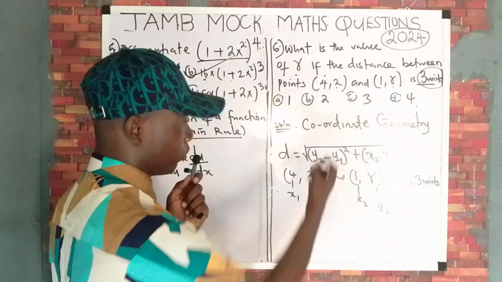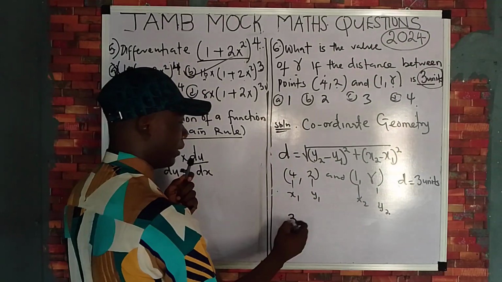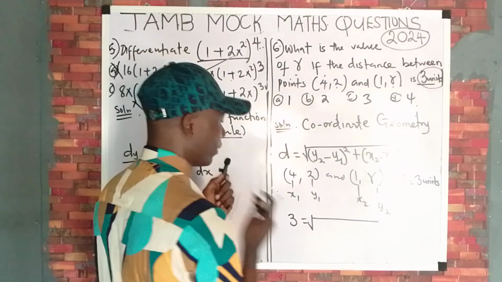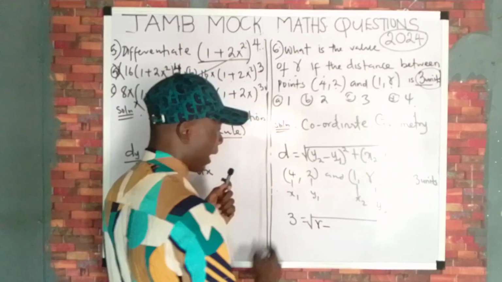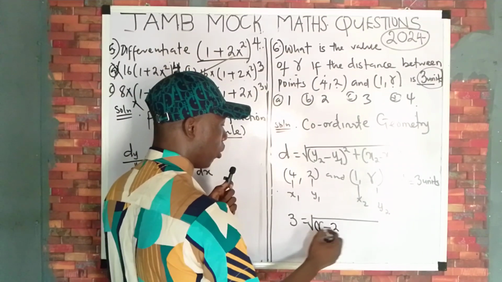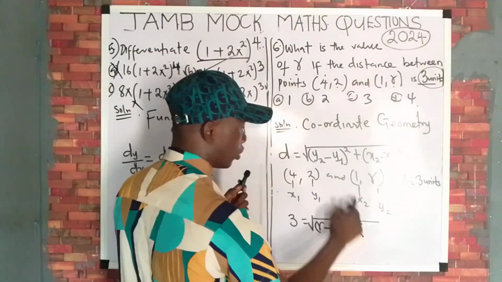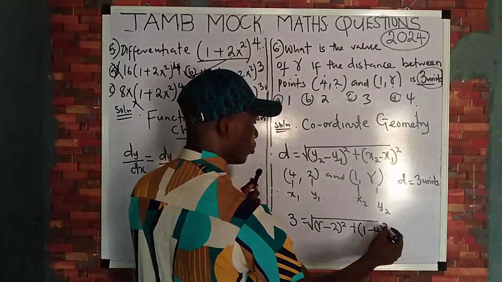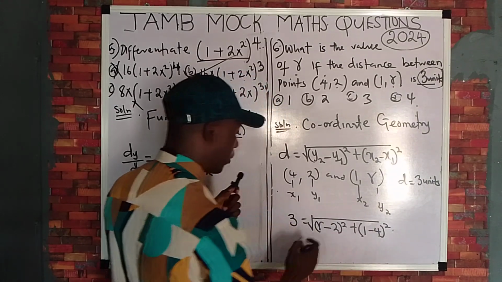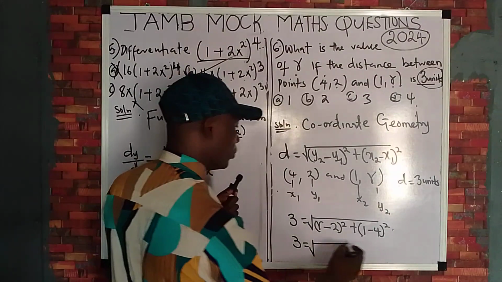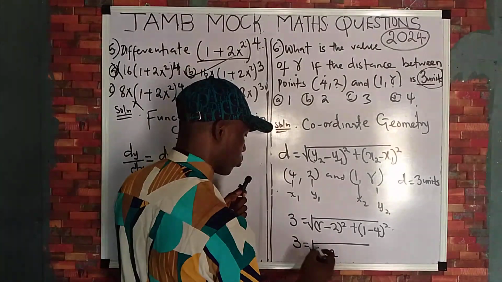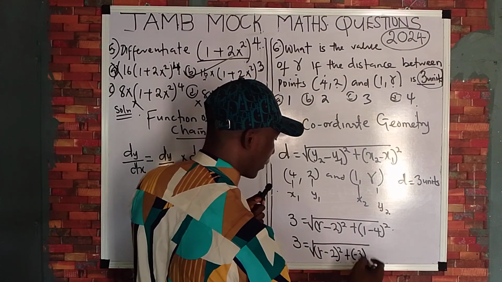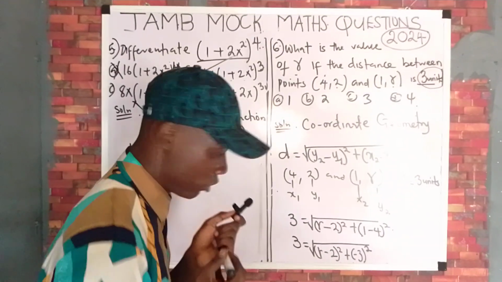If you have gotten this, just put your values into the formula. You have 3 is equal to the square root of y2. What's your y2? r minus y1, which is 2, all squared, plus what's your x2? 1 minus x1, 4, all squared. And what would that give us? That will give us 3 equals the square root of (r minus 2) all squared plus (minus 3) squared. Wow, so interesting.